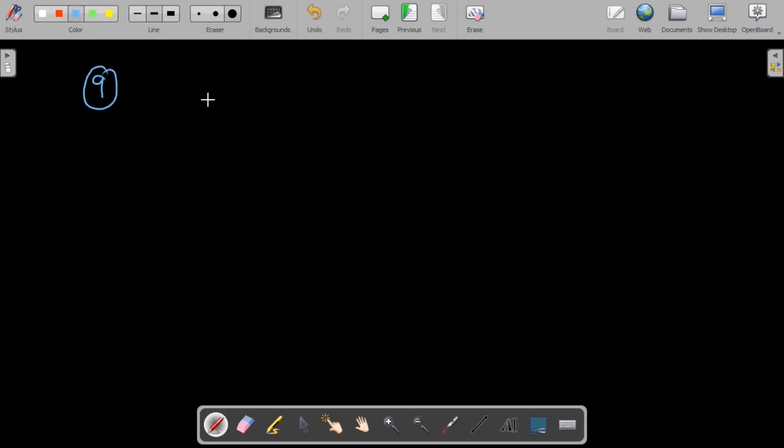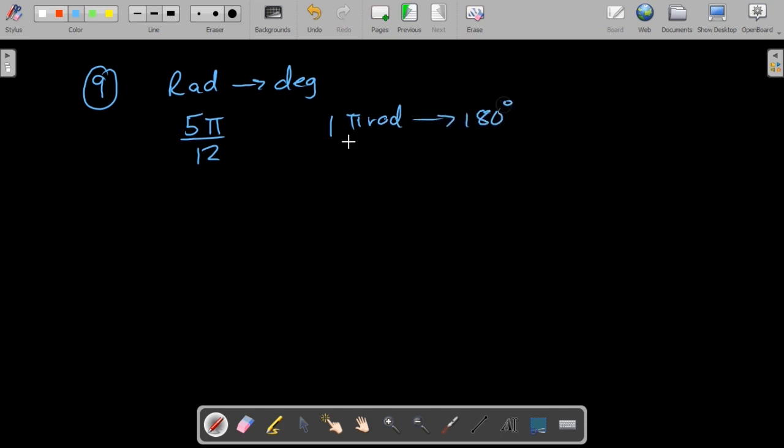So we're asked now to convert from radians to degrees, and this is the value which you're given. So you're given 5 pi over 12. So once again, 1 pi radian corresponds to 180 degrees. We now have this, and we want to find its corresponding angle in degrees.